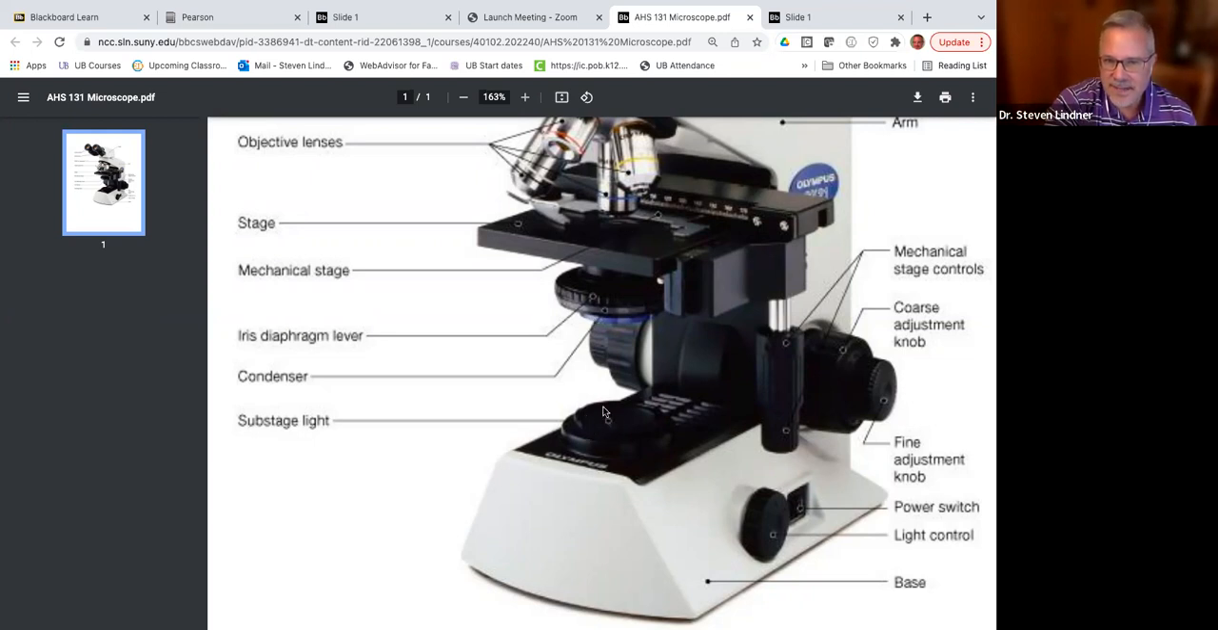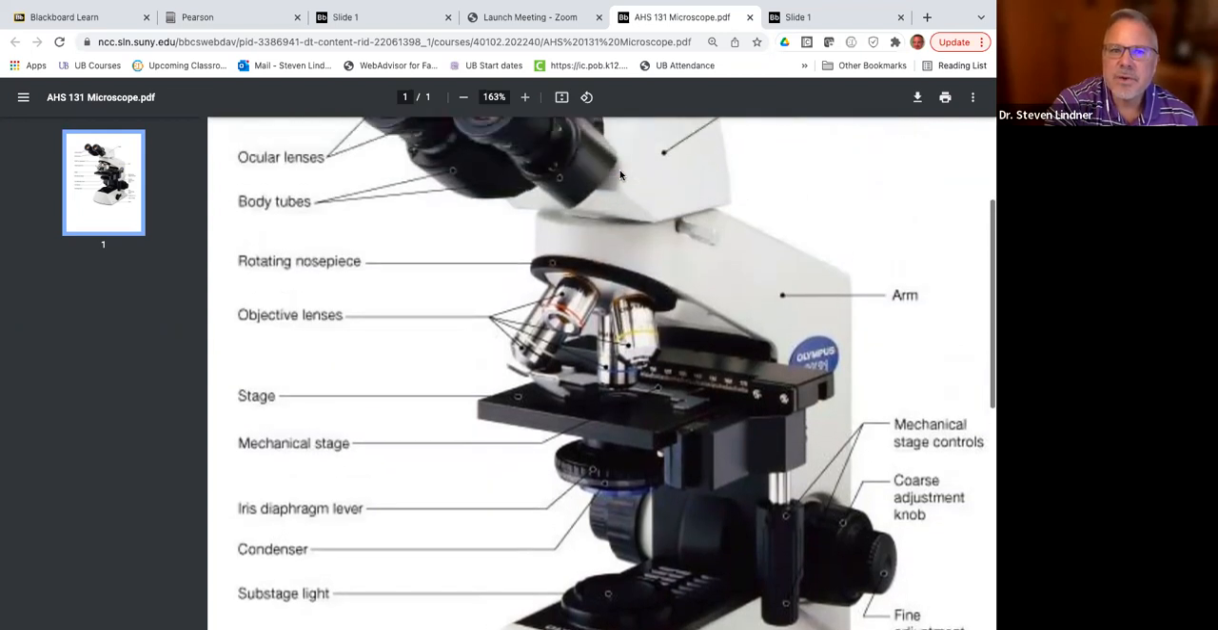Here is the substage light. So the substage light is going to shine up here, and then the iris diaphragm is going to open and close to allow how much light actually shines through the mechanical stage, through the slide, into the objectives.